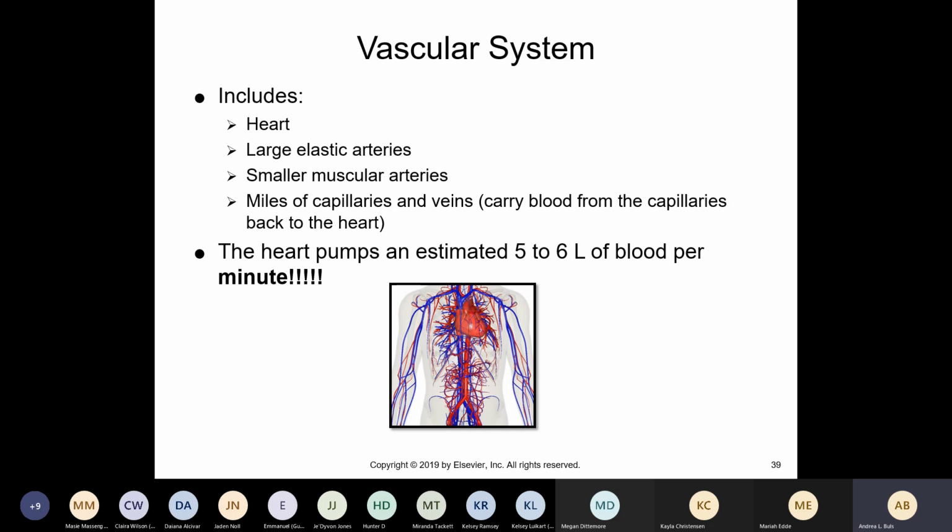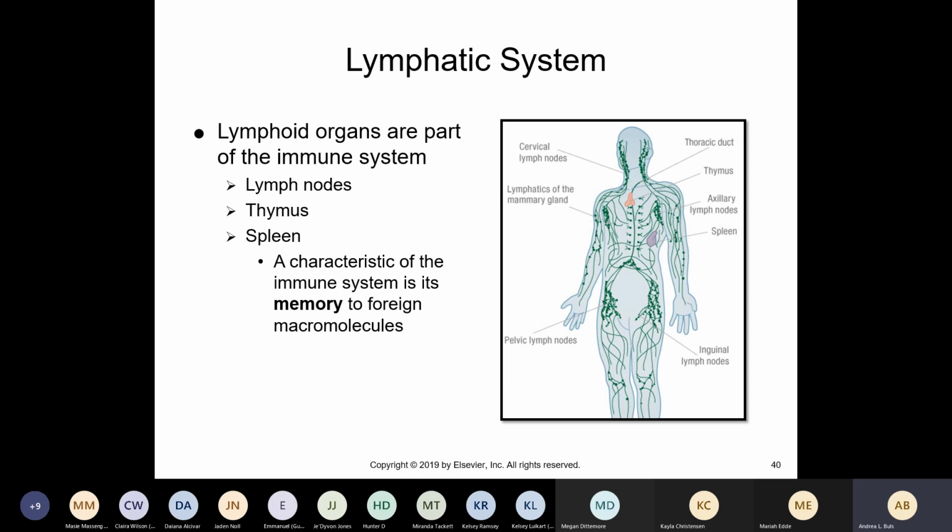And then the vascular system includes the heart, the large elastic arteries, the smaller muscular arteries, and then all the miles and miles of capillaries and veins. And again, the heart pumps an estimated 5 to 6 liters of blood per minute, which is huge. It's a lot of blood.